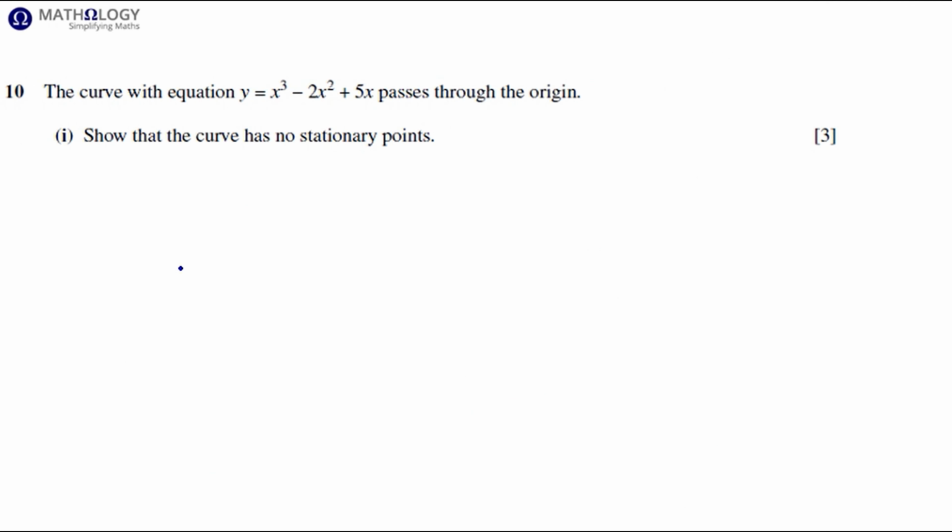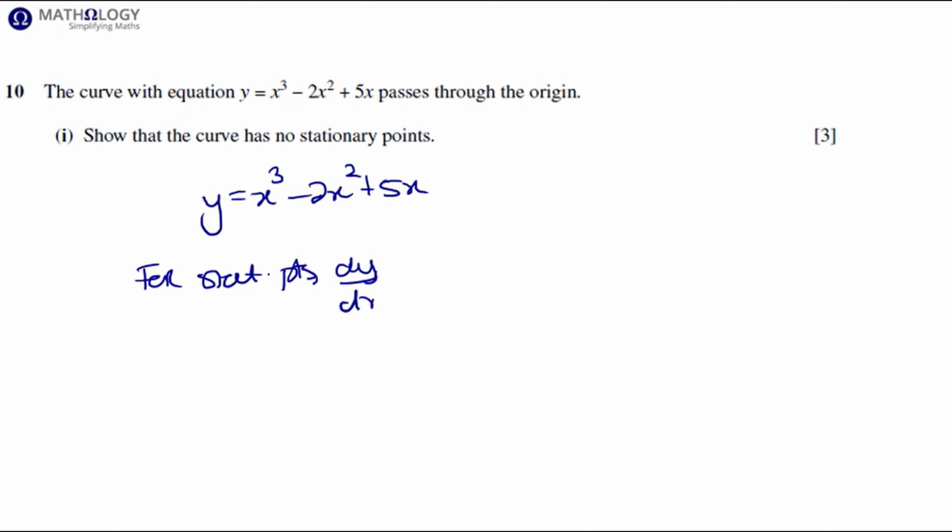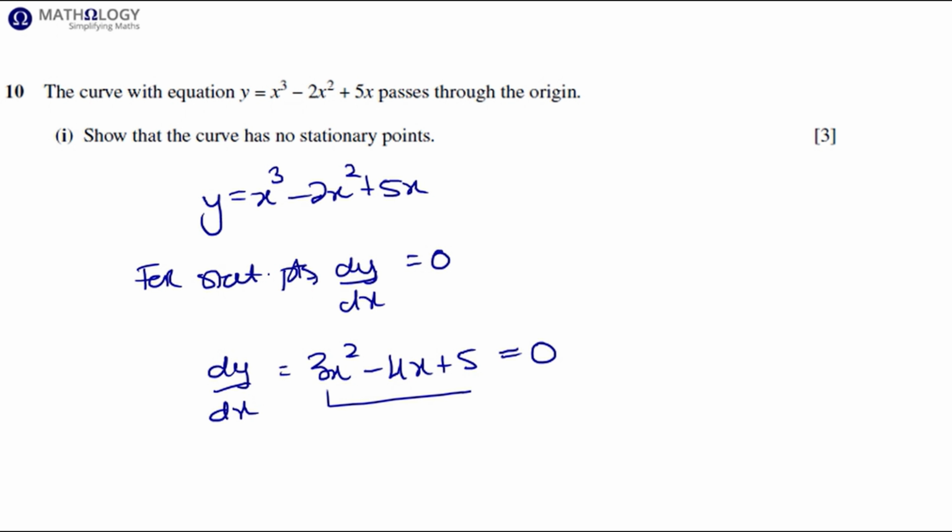The curve with the equation y equals x cubed minus 2x squared plus 5x passes through the origin. Show that the curve has no stationary points. Okay, so for stationary points, dy/dx must equal 0. So dy/dx equals 3x squared minus 4x plus 5. And to get the stationary points, we equate that to 0. This quadratic here does not factorize. There are no factors that will give the middle term of minus 4x, so we can use the quadratic formula.